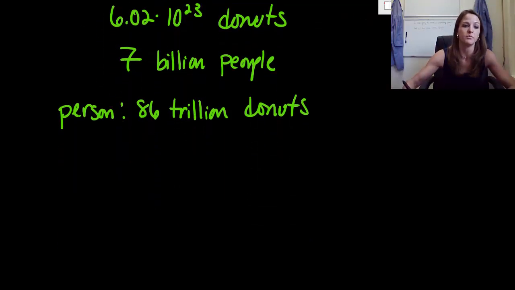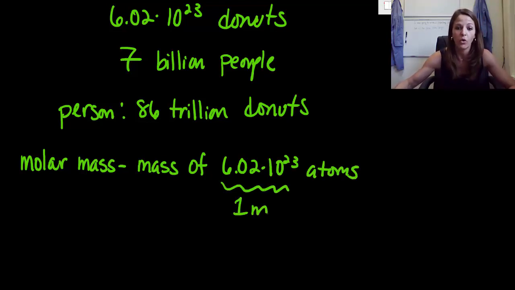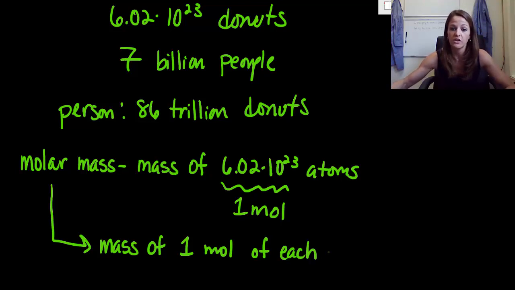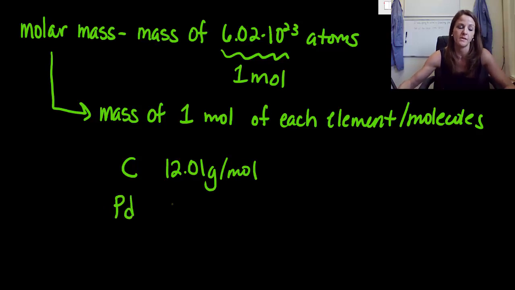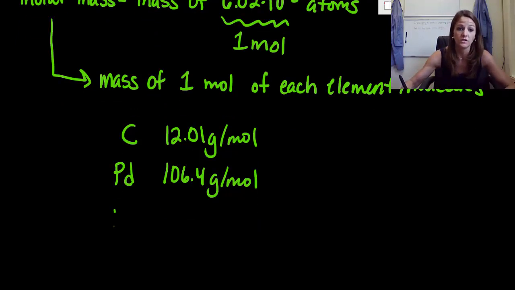Now, we are talking about this because we often use the term molar mass. That is simply the mass of 6.02 times 10 to the 23rd atoms, but we refer to this as 1 mole. So the best definition of a molar mass is simply the mass of 1 mole of either an element or molecule. We can apply this to molecules now. Let's go through some of these. Carbon, we say, has a molar mass of 12.01 grams per mole. We could do it with my favorite element, palladium. Palladium has a molar mass of 106.4 grams per mole, or 106.4 grams per every 6.02 times 10 to the 23rd atoms.